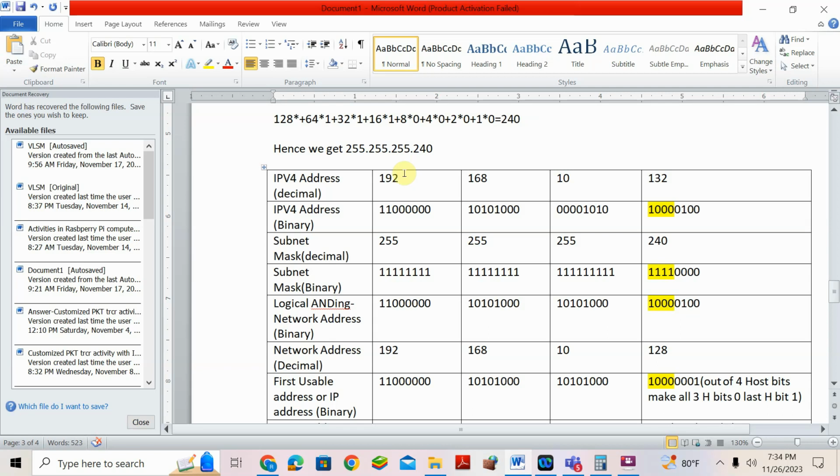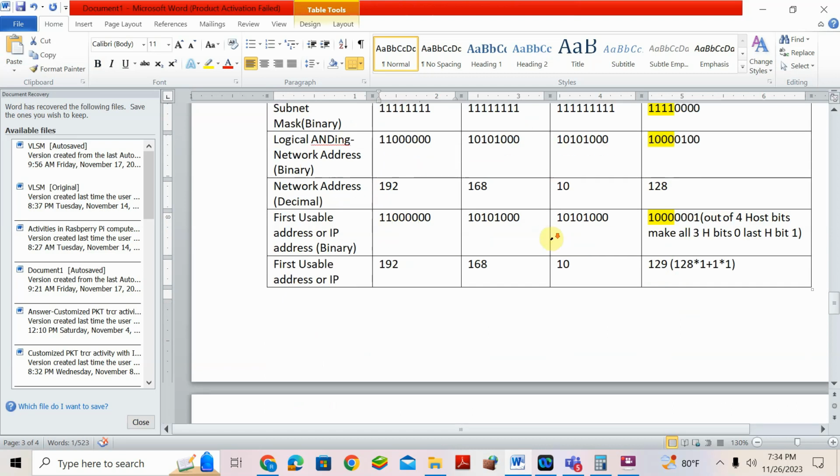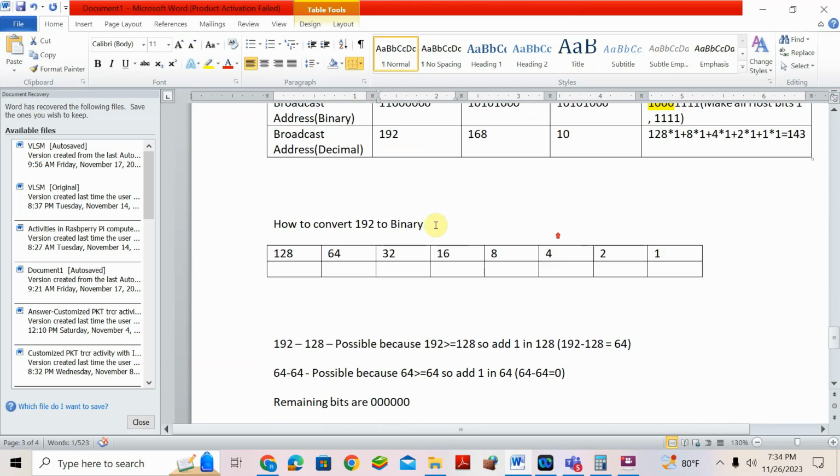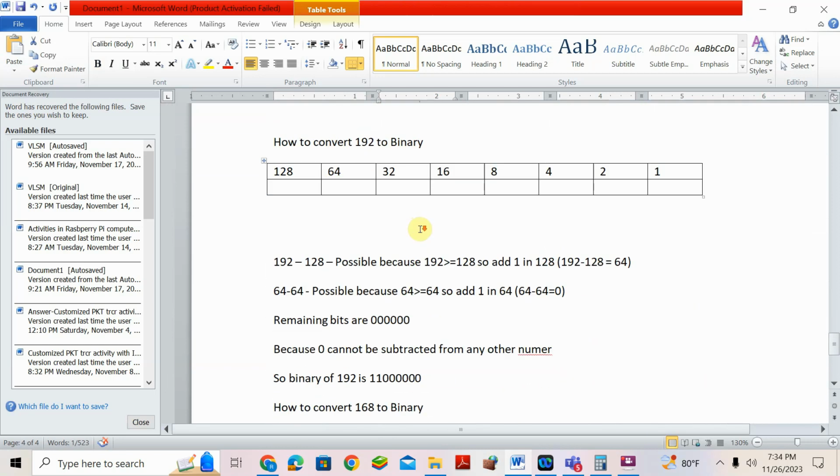Okay, next conversion. How do you convert one decimal number into binary? I'll show you one example, and the rest you will do in class tomorrow. Let me show you how to convert 192 to binary. Write the table like earlier: 128, 64, 32, 16, 8, 4, 2, 1. This you have to remember.